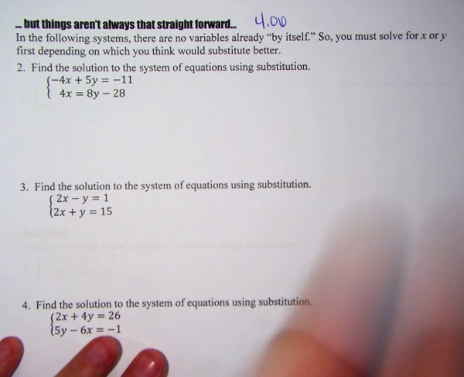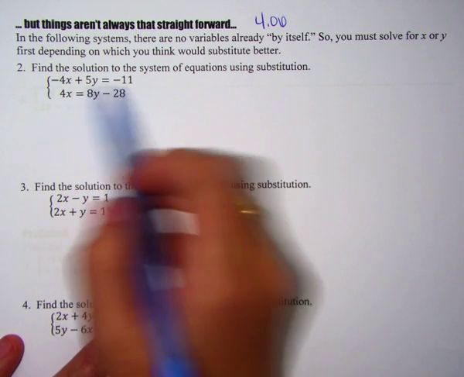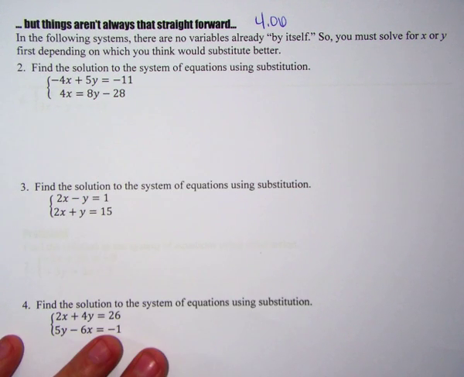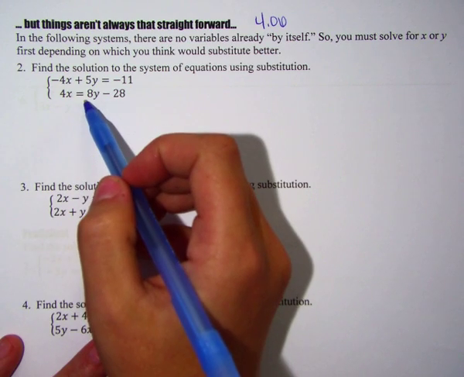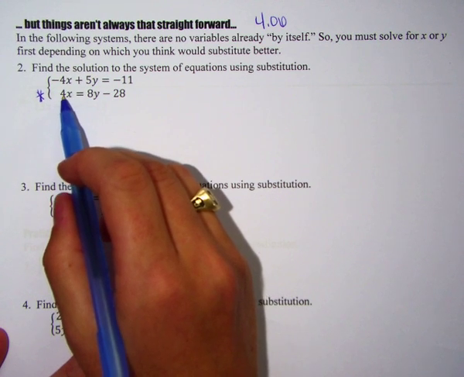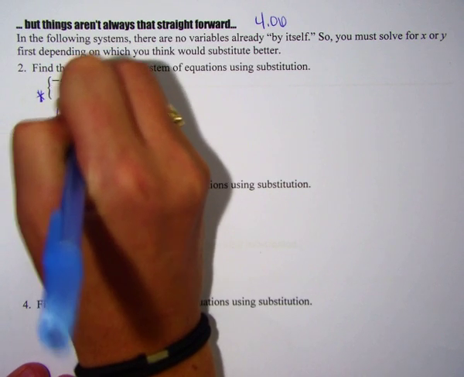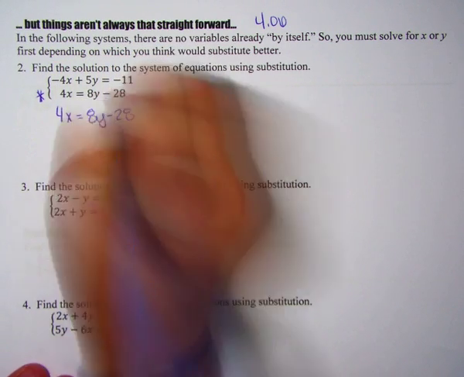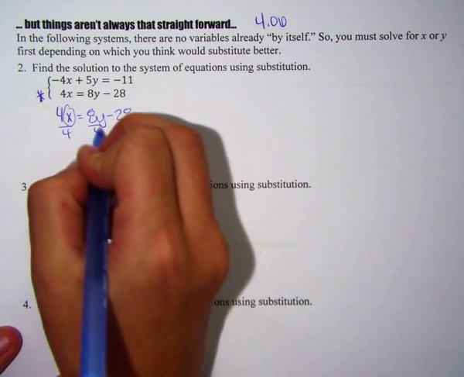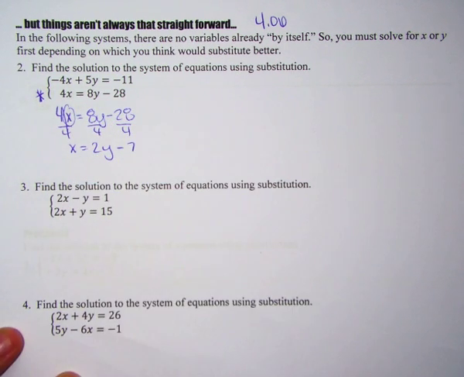So you want to be smart about this. And when looking at this, the first thing I look for is, are there any variables that are already by itself? And the answer is no, because they all have coefficients. Then I look and see, is there one that if I just did one step, I could easily isolate it? That would be the second one, because if I just divided everything by 4, I would isolate x. So I'm going to isolate x in the second equation. Just going to quickly circle that so I know what I'm isolating. I'm going to divide every single term by 4. I'm left with x equals 2y minus 7.